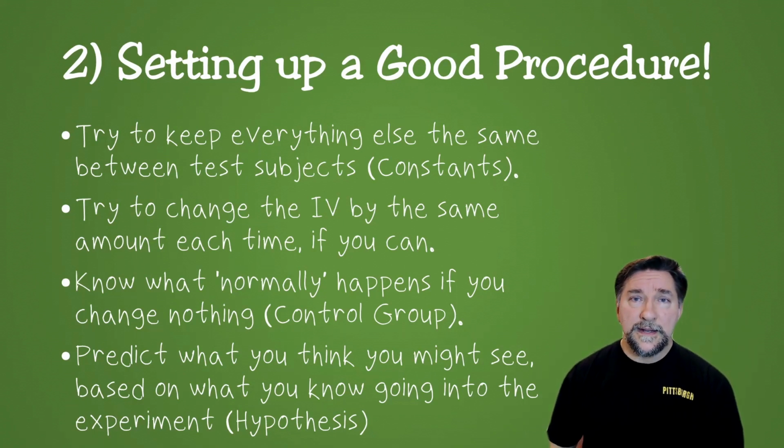And finally, it's a good idea to think about what you think might happen. We call this a hypothesis, an educated guess or a testable prediction about what you think might occur. Now, this could be informed by other knowledge that you have, and you can explain a little bit about why you think it's going to happen that way. But it's just a guess.